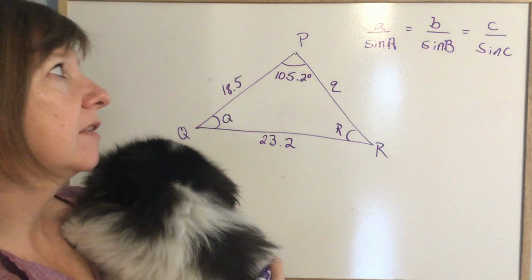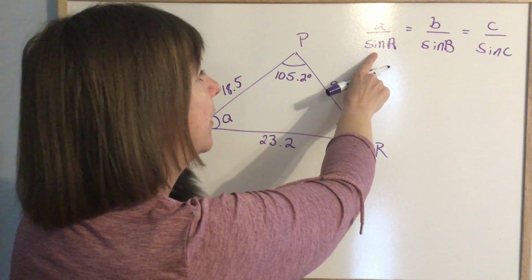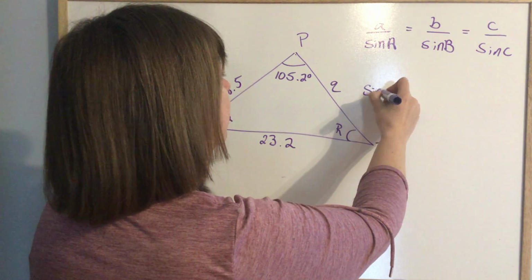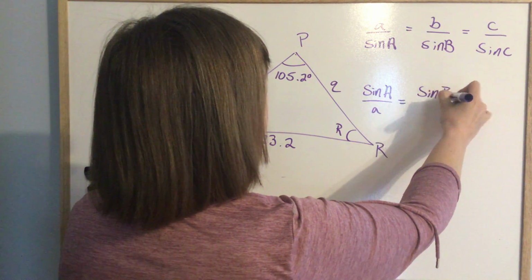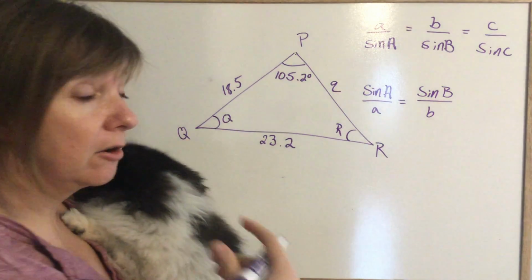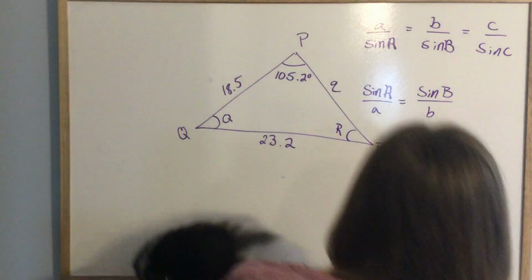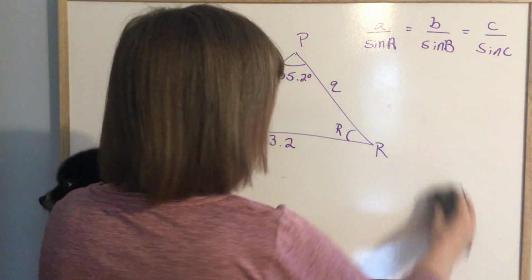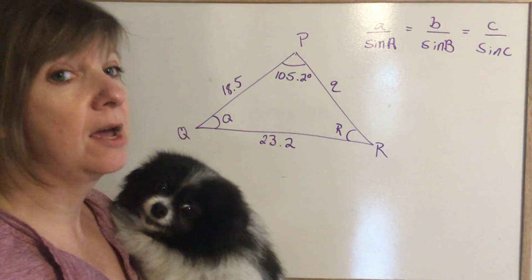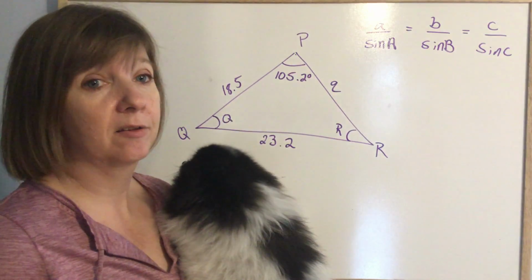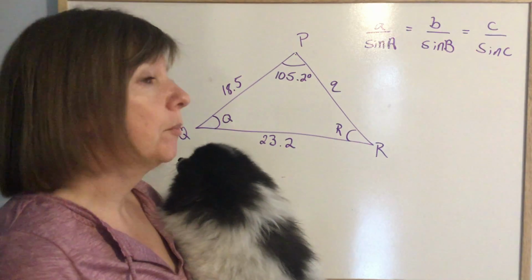It also doesn't matter whether I put the side on top and the sine A on the bottom. I could write it this way: sine A over A equals sine B over side B. It doesn't matter which way you do it, as long as you are consistent. For whatever reason, in my head, I always have the side on top and the angle on the bottom, but that's just how I have it memorized.